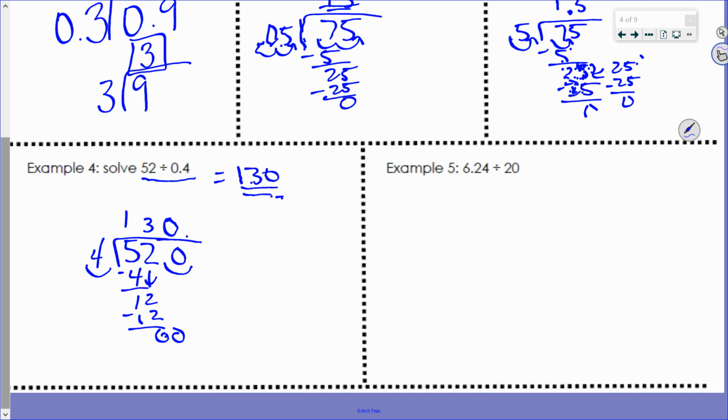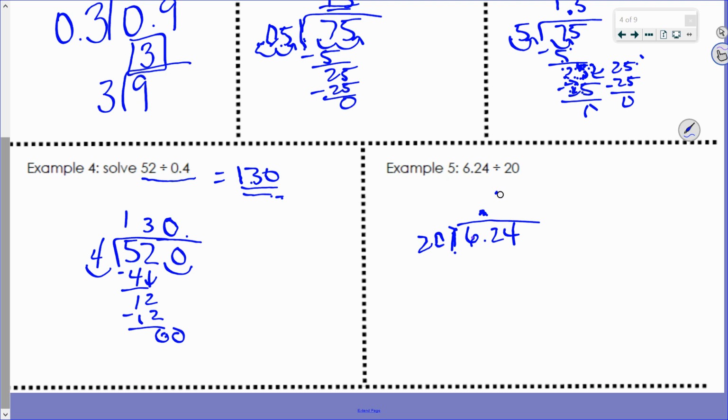Okay, my next one. Yes, this was designed to test you and see if you would mess up. It's 23. Do I have any decimals on the outside? No. So do I need to move anything? No. So my decimal just goes straight up. Will 220 go into 6? No, it doesn't. What about 62? Yep, 3 times.